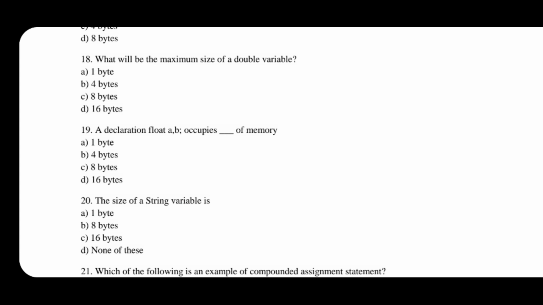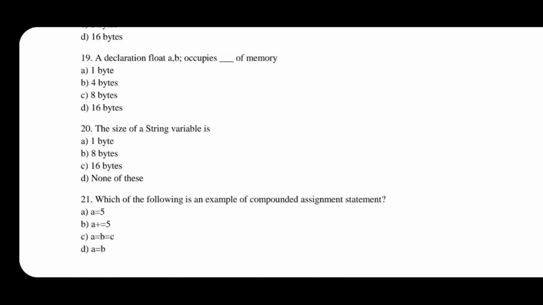A declaration of float a, b occupies 8 bytes of memory. It's a single data type, float, and we are using two variables, so it doesn't mean it occupies the double value. Each just receives the value, and together they occupy 8 bytes. The size of a string variable is not constant, it is not standard. So option number D is the answer, none of these.